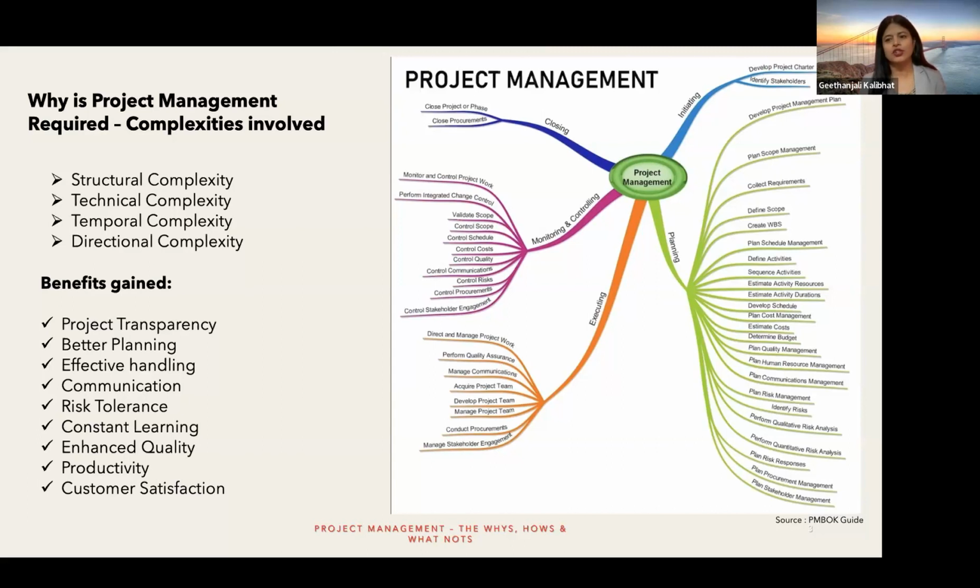Then communication, of course. It's literally the rock of any project management, right? The studies of PMI say that 57% of the projects in the UK, in a study conducted for UK finance projects, 57% of them failed because of lack of communication. So this is quite a startling stat, right? So communication is very vital here.